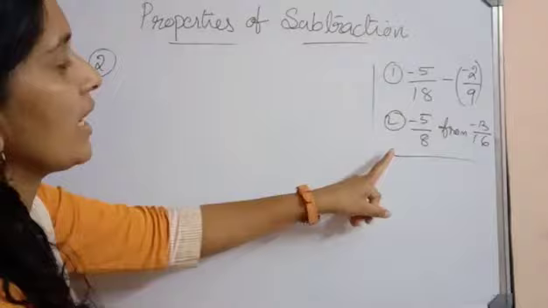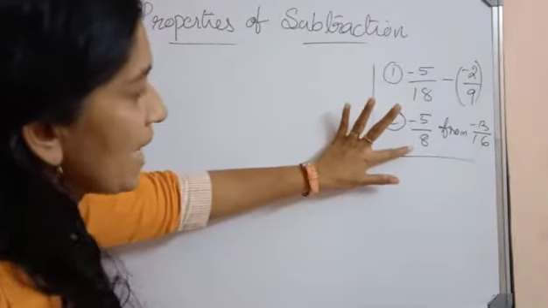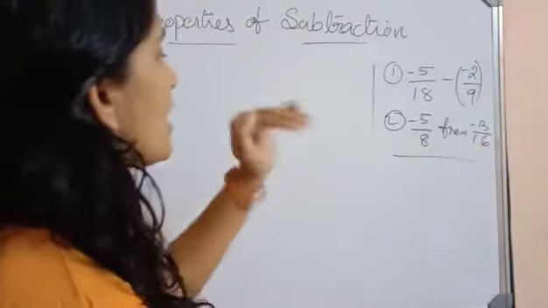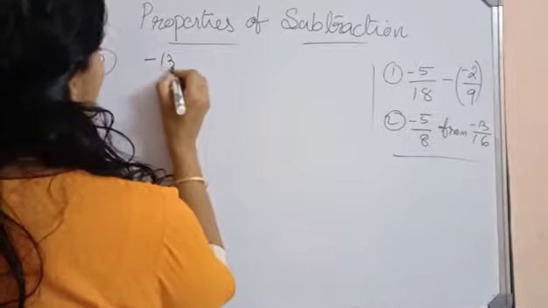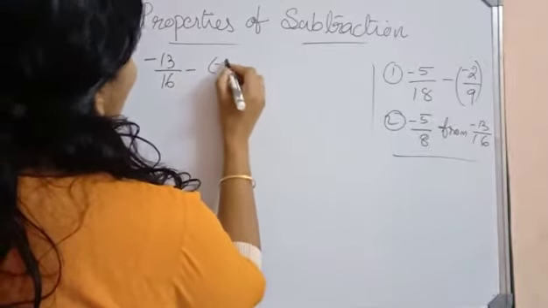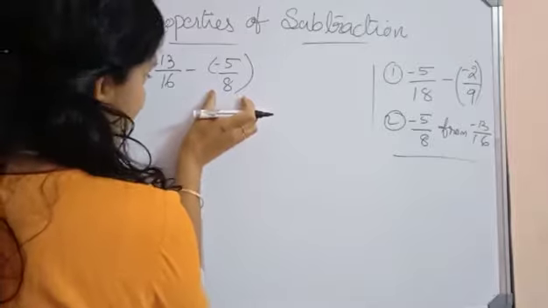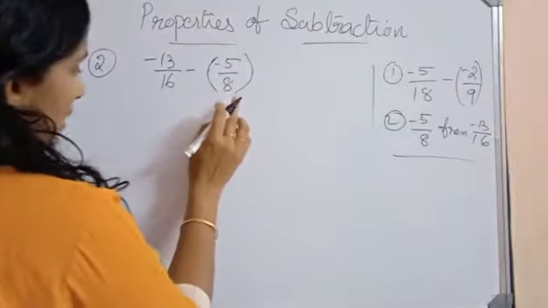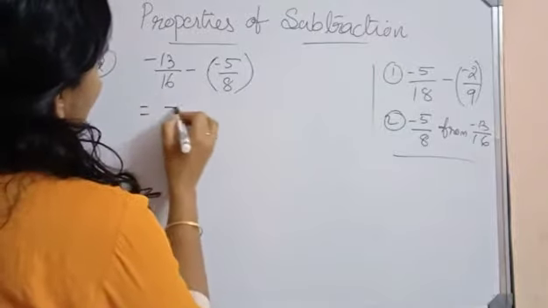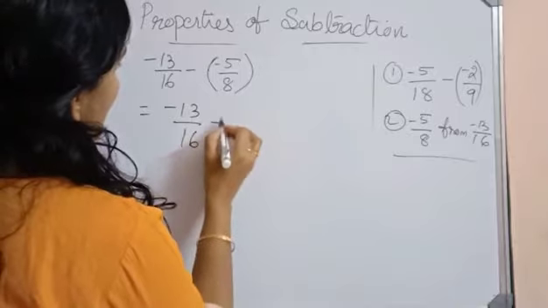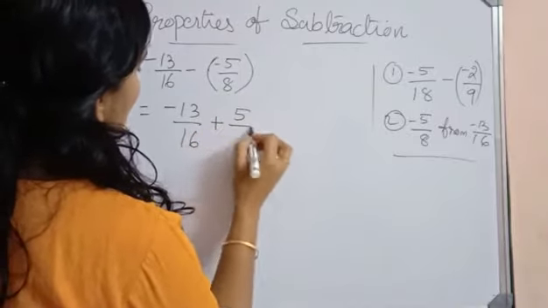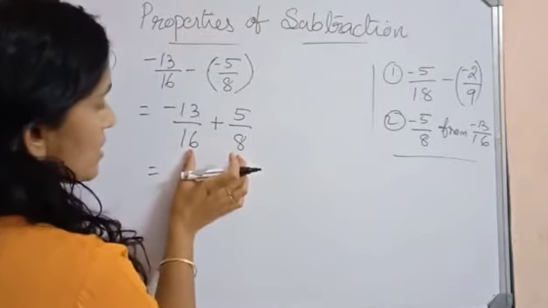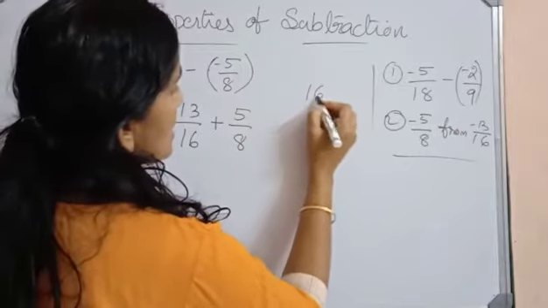Now look at the next question, that is subtract minus 5 by 8 from minus 13 by 16. From minus 13 by 16 we are subtracting. So we'll write it as minus 13 by 16 minus 5 by 8. We are subtracting this term from minus 13 by 16. So always you have to write this term as the second term. So the next step is minus 13 by 16 minus into minus plus 5 by 8. Here also the denominators are different. You have to make the denominators equal. So we have to take the LCM of 16 and 8.